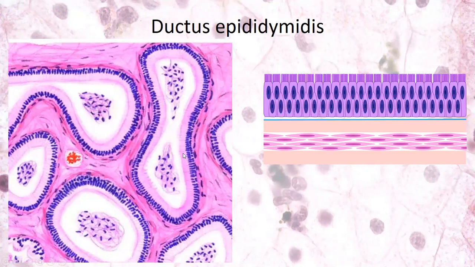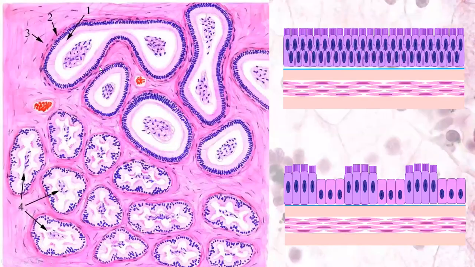And ductuli efferentes are opened into ductus epididymitis, and it also has spermatozoa in the lumen. It's bigger in diameter, and we can see that this epithelium is pseudostratified. There are some rows of cells, and it's ciliated. So the cells are ciliated and the epithelium is pseudostratified, but it's not stratified because all cells have contact with the base membrane. Also muscularis is present here, and adventitia is continued into the surrounding connective tissue. So this histological slide is called epididymis.